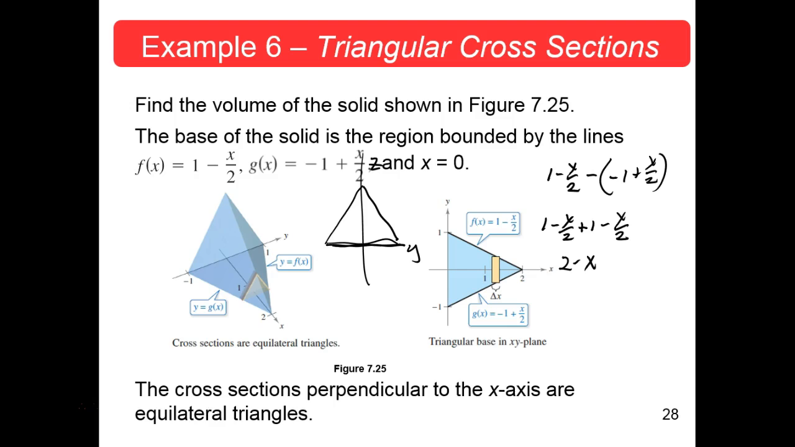Now, we know this length here, that's this thing right here. That's the length here we just did, 2 minus x. Okay, so this is 2 minus x. And this is 2 minus x. And this is 2 minus x. Because it's an equilateral triangle, right?